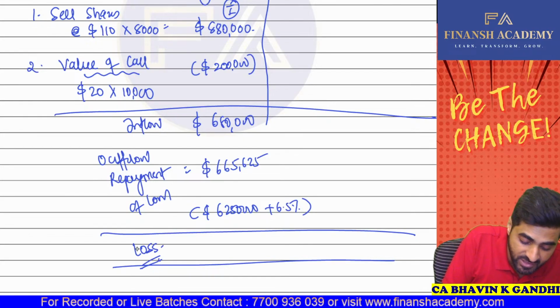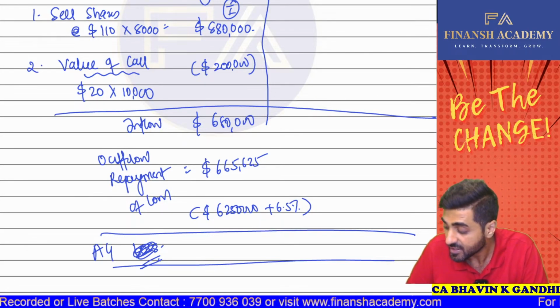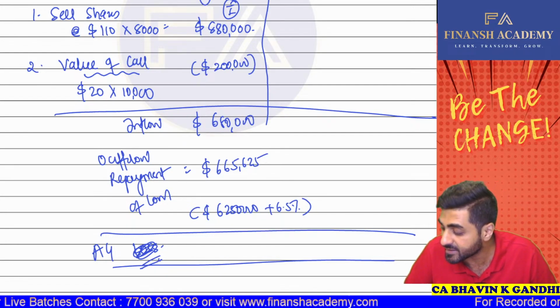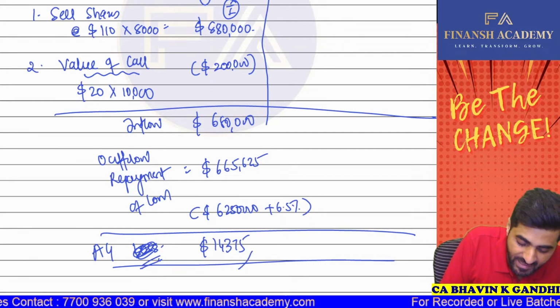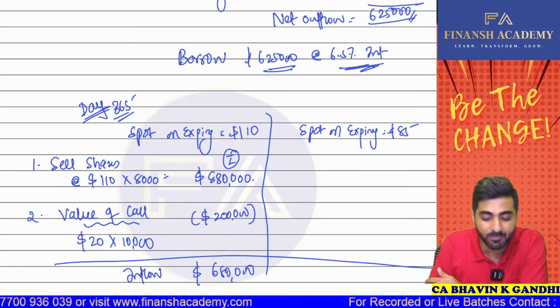So there is going to be an arbitrage gain. So what is the arbitrage gain, my dear students? From this, if I subtract 6,80,000, what I get is 14,375. Is this the arbitrage gain which I'm going to get? Come on, yes or no? Yes, sir.